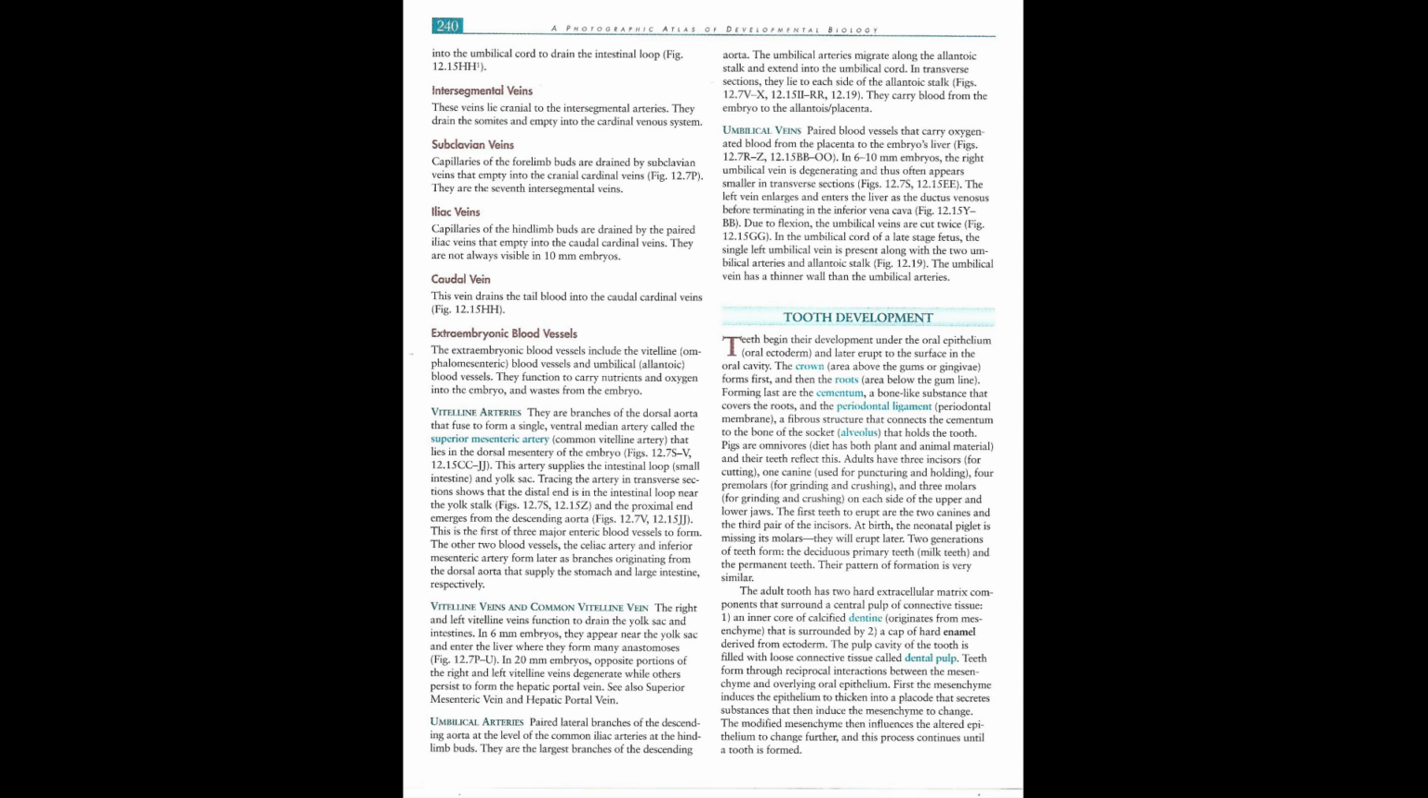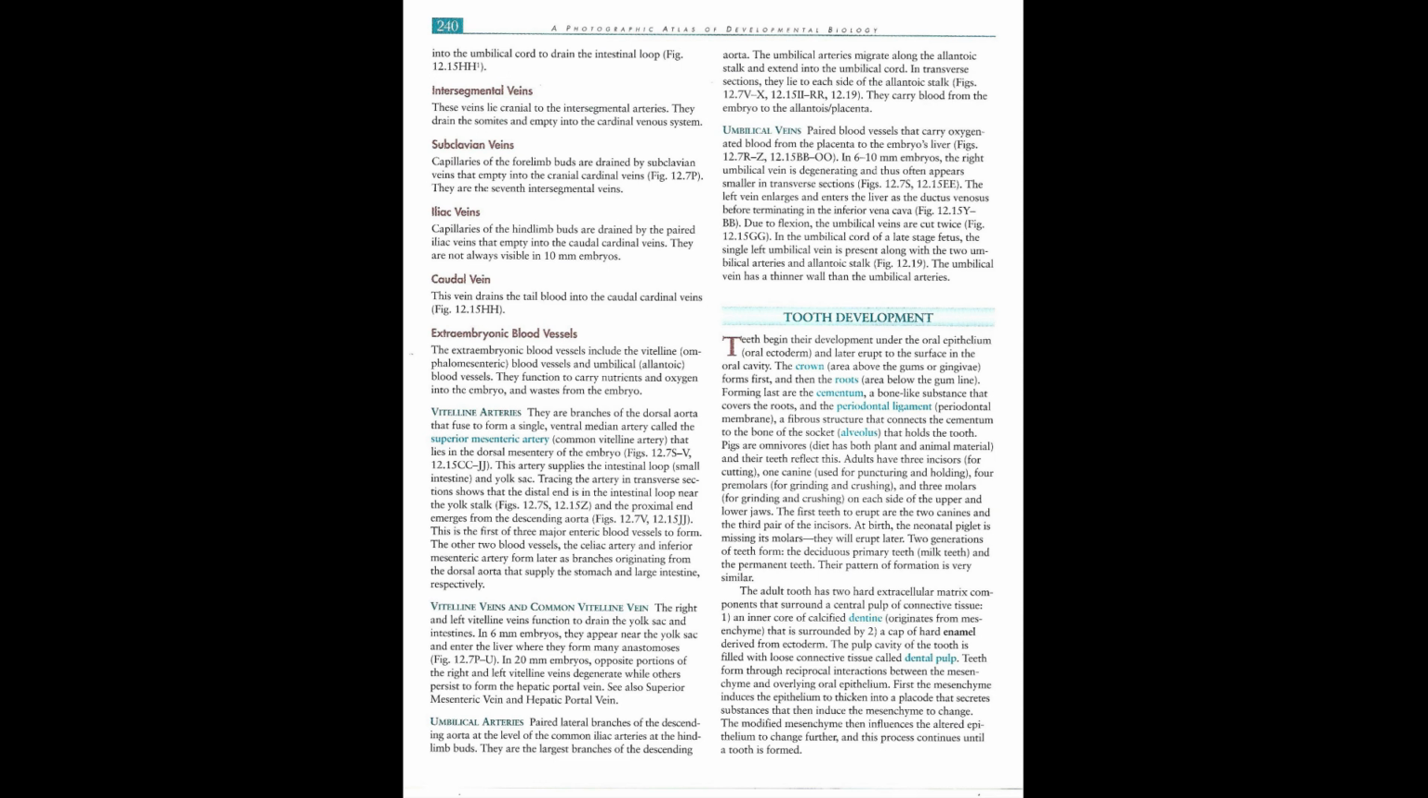This is the first of three major enteric blood vessels to form. The other two blood vessels, the celiac artery and inferior mesenteric artery, form later as branches originating from the dorsal aorta that supply the stomach and large intestine, respectively. Vitelline veins and common vitelline vein. The right and left vitelline veins function to drain the yolk sac and intestines.